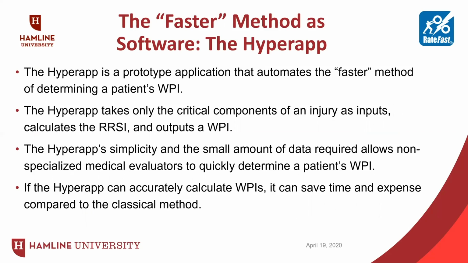The faster method, the software, what we want to do is to take these 4 critical components, use the RSSI, and then output a whole person impairment as a result. We want to make it very user-friendly, make it simple. So simple, in fact, that non-specialized medical evaluators can use this in order to determine a patient's WPI. Hopefully, it will save time and expense and also be accurate. And we'll find out in this test.